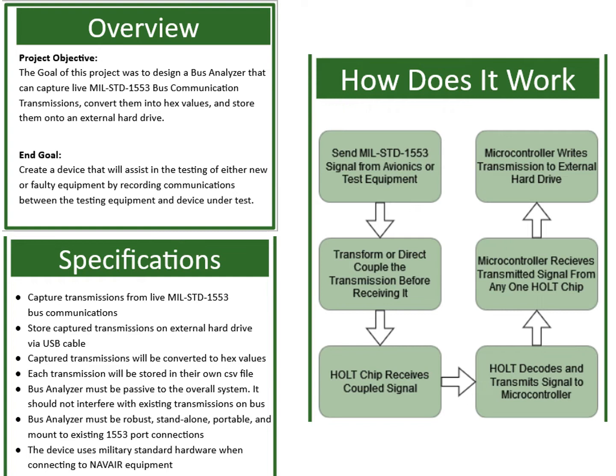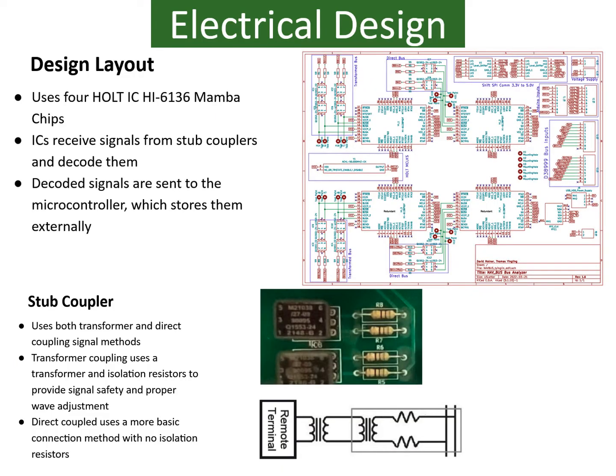The way our system works is that it directly connects with Navair's test equipment to listen in on transmissions. The system then couples the signal with transformers and isolation resistors so that a military hardware chip from Holt Integrated Circuits can receive the signal. This received signal then gets processed and transmitted to our microcontroller, which then writes it to a CSV file on an external hard drive. The system utilizes four HI6136 model Holt integrated circuit chips that are built and designed for processing military standard 1553 signals.